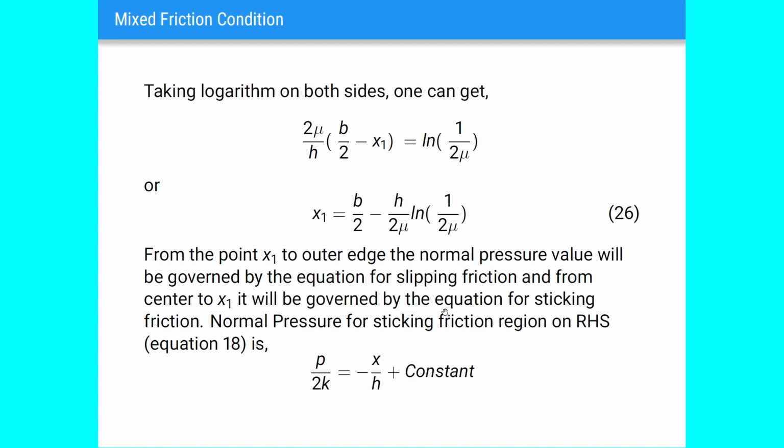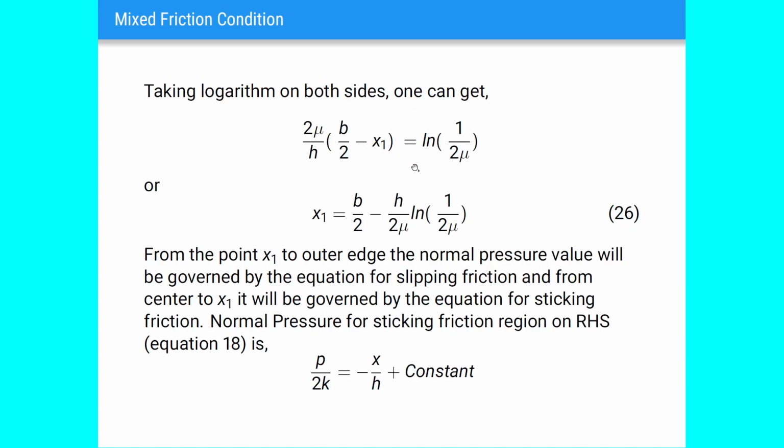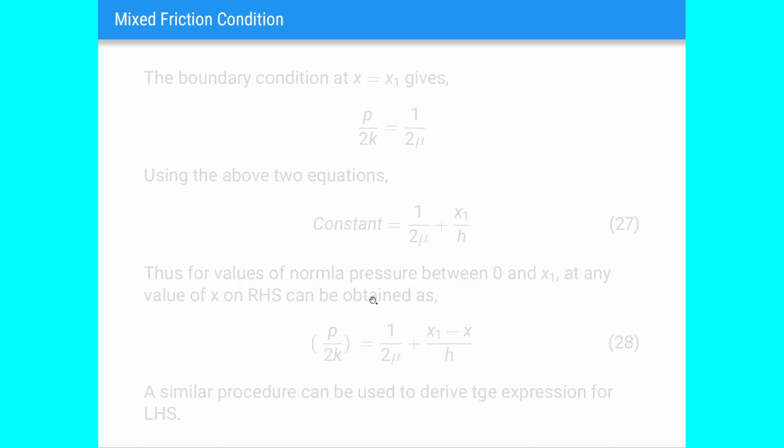Normal pressure for sticking friction conditions on right hand side can be given by equation number 18, as discussed in the case of sticking friction condition. This will be p upon 2k equal to minus x upon h plus constant. Put the value x equal to x1, we will get p upon 2k equal to 1 upon twice mu. So the boundary condition at x equal to x1 gives p upon 2k equal to 1 upon twice of mu.